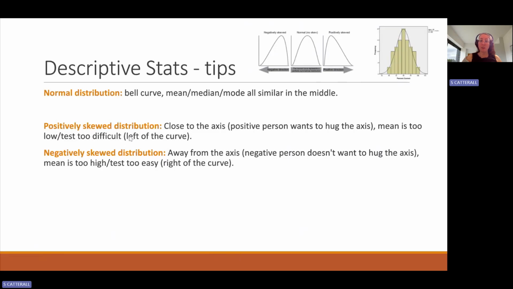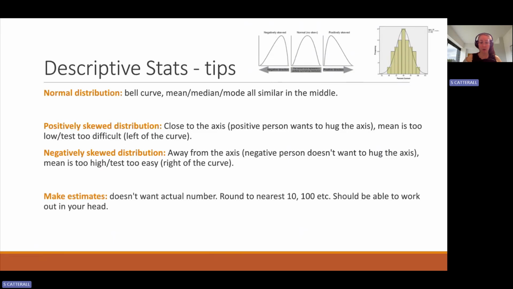And what this means as well is if you've got a positively skewed distribution, it means that your test was too difficult because you've got people scoring lower. Whereas a negative skew means that your test was too easy because loads of them are scoring really high. Obviously, it might not be that they're doing a test, but that's generally the context of what they might ask you about it.